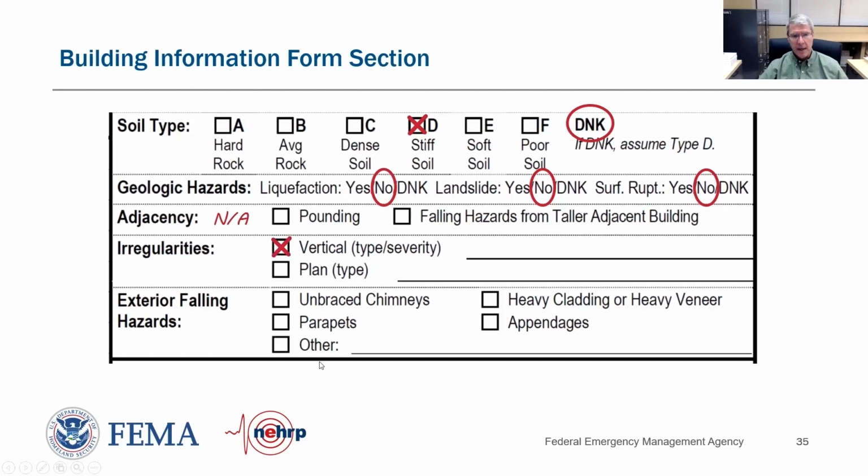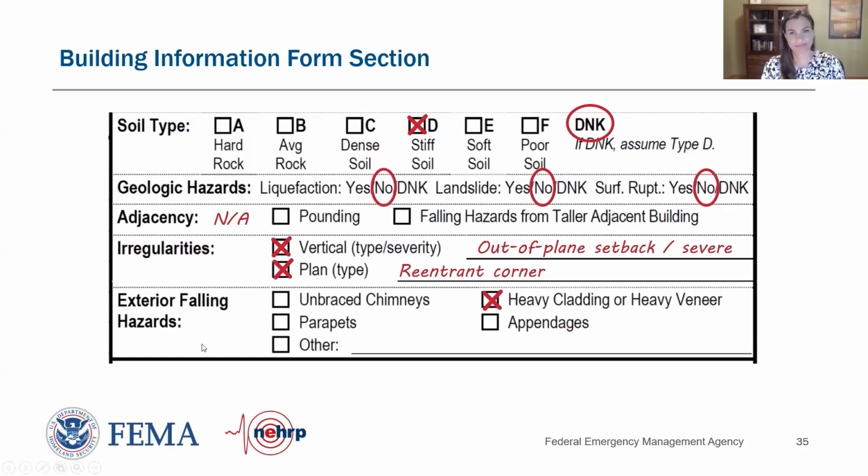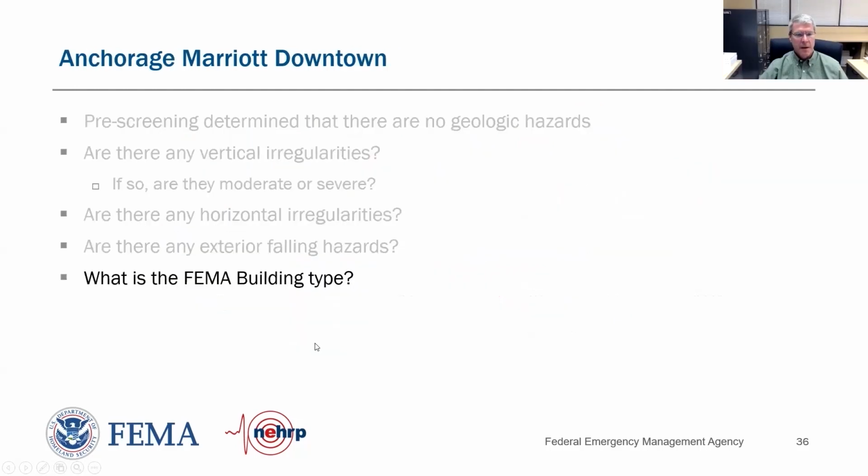Our irregularities were vertical, out of plane setback, and plan re-entrant corner. So yes, we have those two. So we'll have to score those. And we didn't notice any exterior falling hazards, other than could be heavy cladding or veneer, right? Right. Although it all looked good. So from that, though, what is our FEMA building type? That's kind of key.